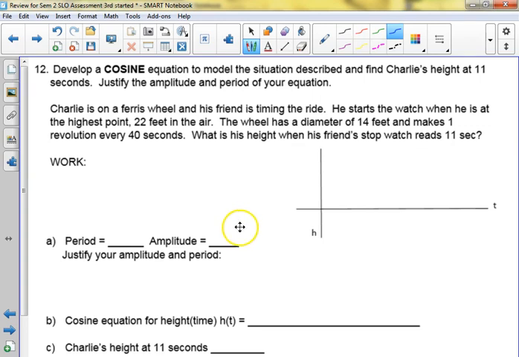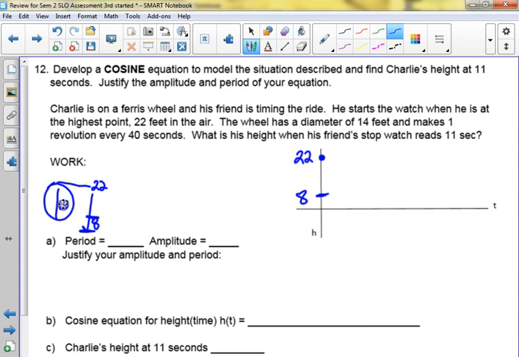Charlie's on a Ferris wheel. His friend is timing the ride. He starts the watch when he's at the highest point. Oh, good. He starts at a maximum. That's the good news, right? Okay. 22 feet in the air. The max is at 22. The wheel has a diameter of 14. I always have to draw the wheel over here. Its diameter is 14. So if he is 22 feet in the air, to the ground would mean 8 feet off is the bottom, yes?